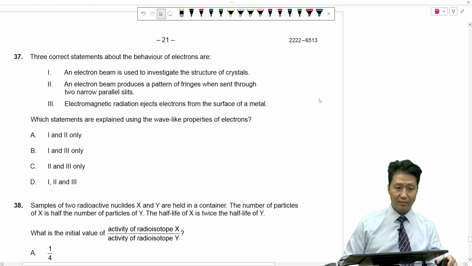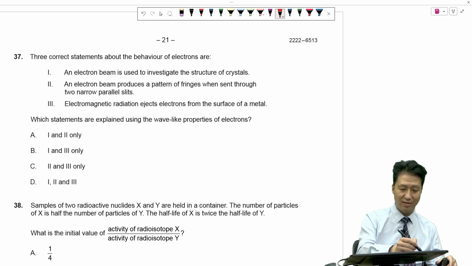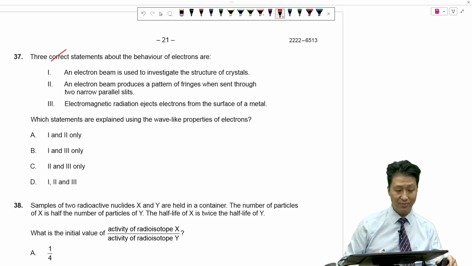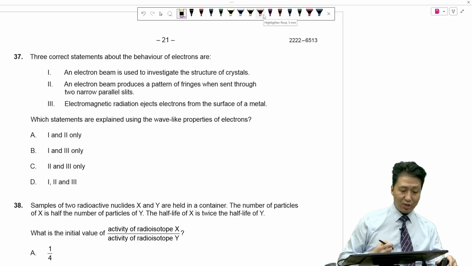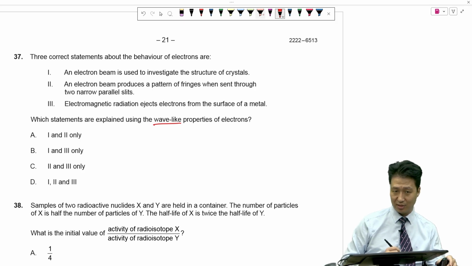Number 37. 3 correct statements about the behavior of electrons are, I'm not sure if they should have added the word correct. Just 3 statements. 1. An electron beam is used to investigate the structure of crystals. 2. An electron beam produces a pattern of fringes when sent through 2 narrow parallel slits. 3. Electromagnetic radiation ejects electrons from a surface of a metal. Oh, actually, they are correct. Which statements are explained using the wave-like properties of electrons?